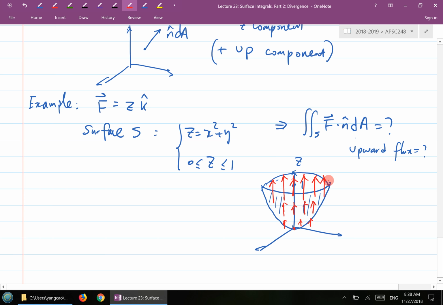Good. At the same time, I can also roughly plot the n hat direction for this surface. So n hat is perpendicular to the surface. That will be the n hat. You can draw a bunch of perpendicular normal vectors to the surface.